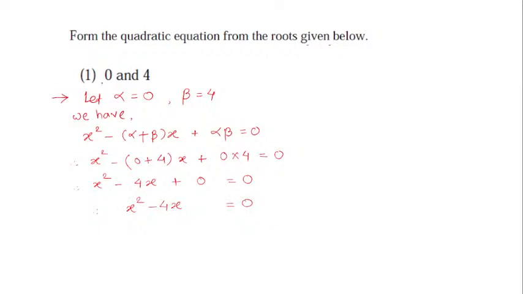So if the roots of a quadratic equation are 0 and 4, then that quadratic equation is x square minus 4x equal to 0. So this is how we can find the quadratic equation by having its roots. Let's have another example.